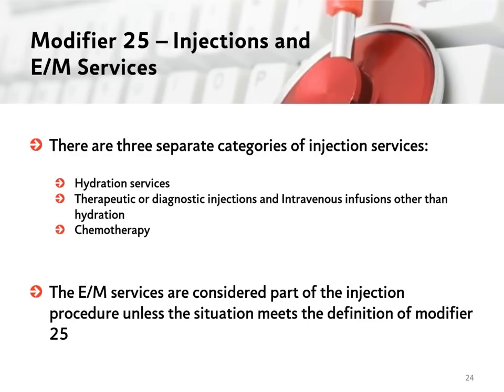Now we will discuss modifier 25 and the injection services along with E&M services. There are 3 separate categories for injection services. We have our hydration services, we have our therapeutic and diagnostic injections, and our intravenous infusion and other hydration therapies, as well as chemotherapy.